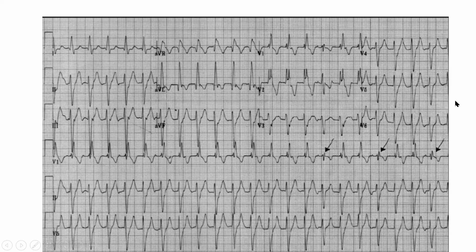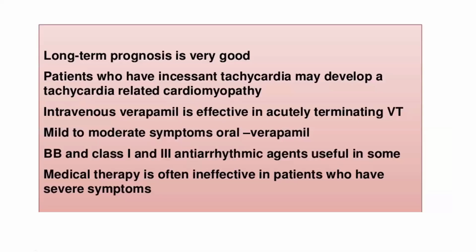We look at V1. Here we can notice some narrow beats, so these are capture beats in the middle. And if you look at V1, here it is positive. The inferior leads here show left axis deviation. So this is posterior fascicular tachycardia.